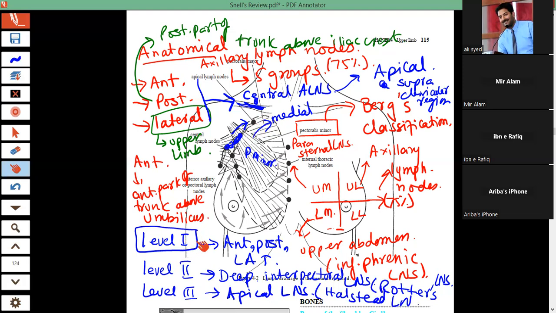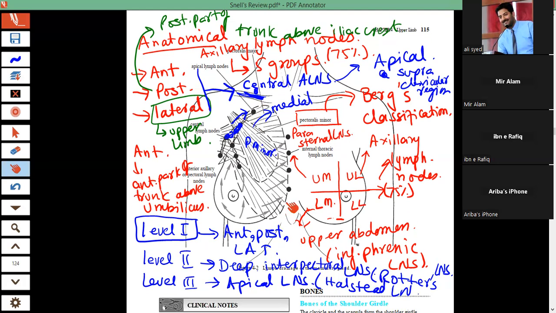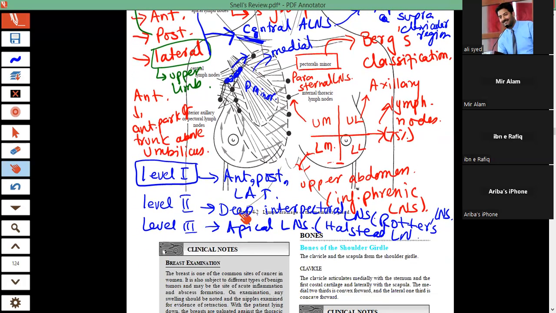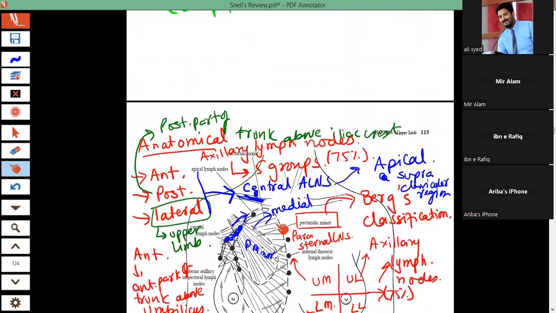So which ones are in level 1? Anterior, posterior and lateral lymph nodes. Which ones are in level 2? Deep interpectoral lymph nodes are also known as Rotter's lymph nodes. Level 3, it is your apical lymph nodes, also known as Halstead lymph nodes. Okay, so this is clear to everyone.